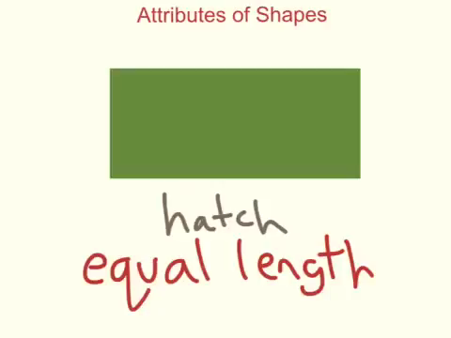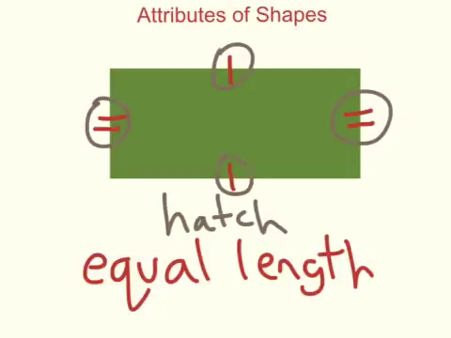A hatch mark. It's like this. Those are hatch marks. And because I put 1 on each of those sides, it means those sides are equal length. If I do this, it means the sides with 2 hatch marks are equal length. So they combine. So that means this side and this side are the same length. This side and this side with 1 hatch mark each are also the same length.